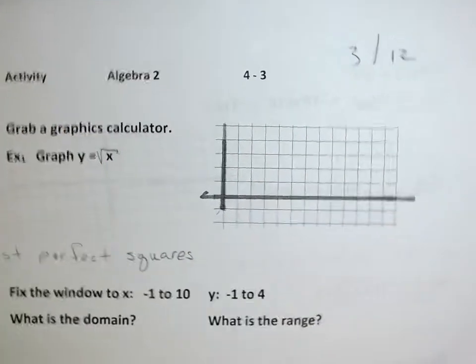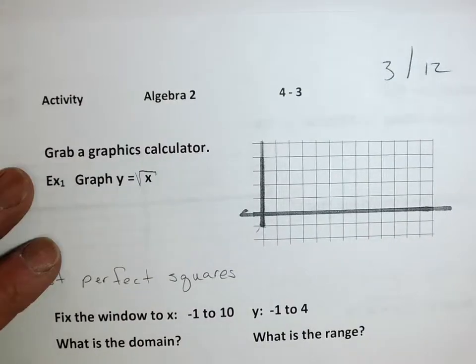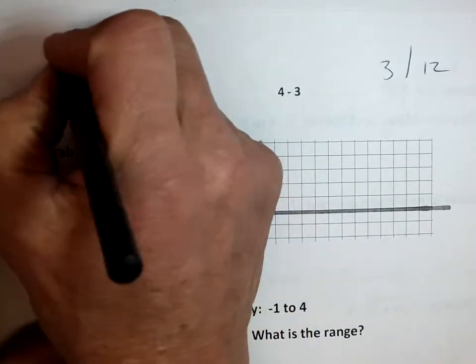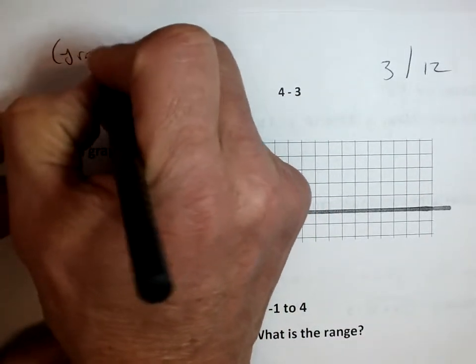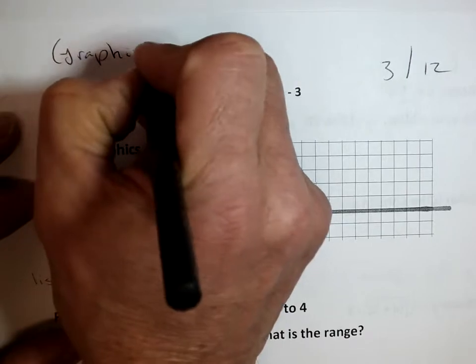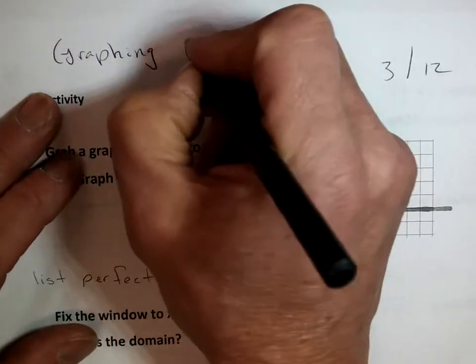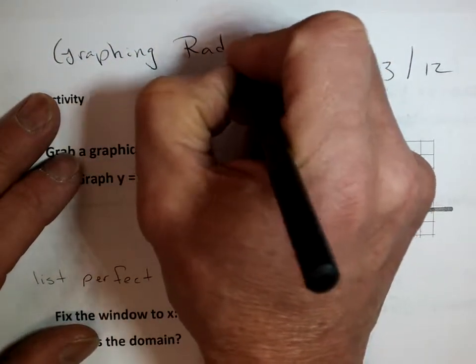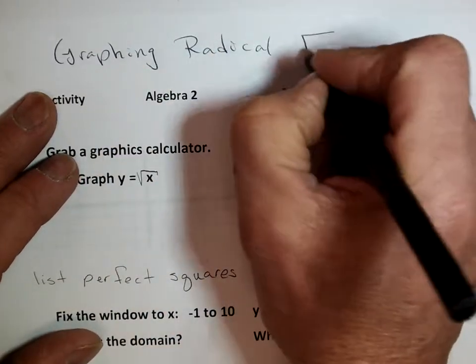All right, so here's our objective. What we really want to do today is we're going to be graphing radical functions.